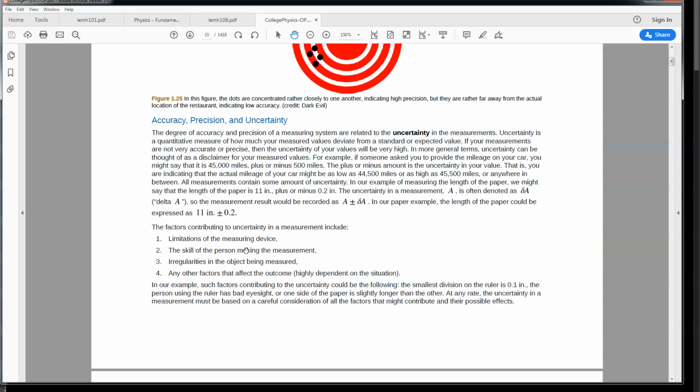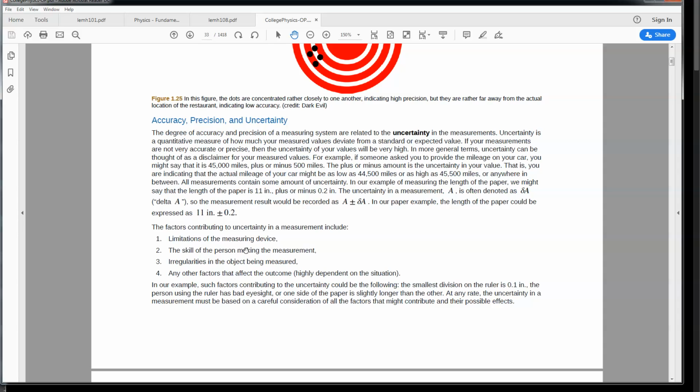Irregularities in the object being measured. If you're measuring something which is hard to measure, meaning that there are irregularities in it of any sort or kind, then those irregularities are going to show themselves as uncertainty in your measurement, because you have to let others know that, for example, this was some type of measurement where you had no control over certain aspects of the measurement, and therefore, because of those irregularities, you are, for example, introducing 5%, 10% uncertainty into the measurement so that the numbers are trustable. And any other factor that affects the outcome which is highly dependent on the situation.